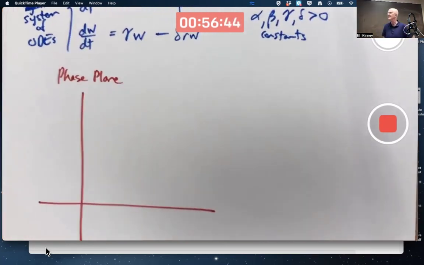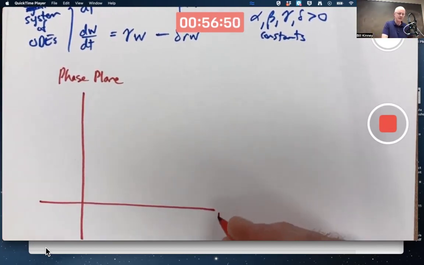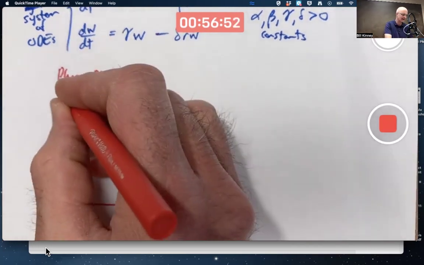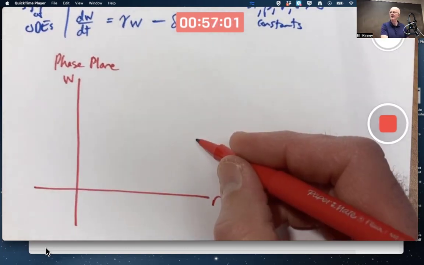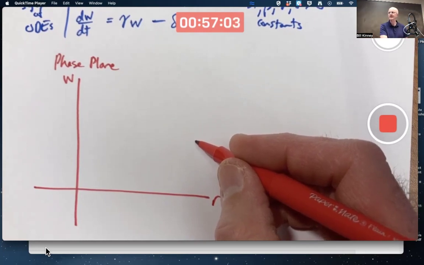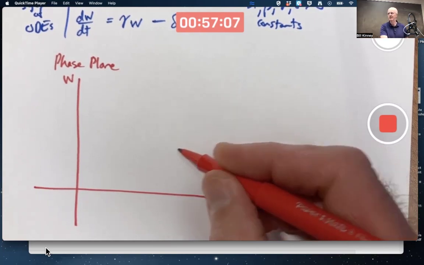A plane labeled differently than usual, labeled with both dependent variables, an R-axis and a W-axis, representing robin population and worm population. For a given point in this plane with RW coordinates, the first coordinate would tell you the robin population, the second coordinate would tell you the W population.